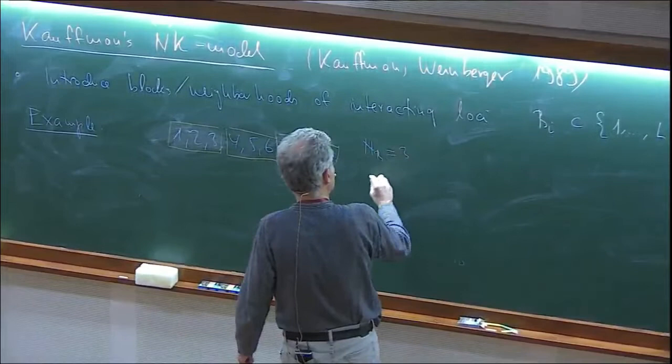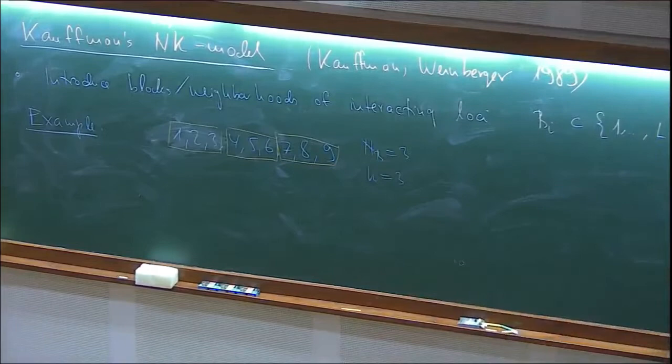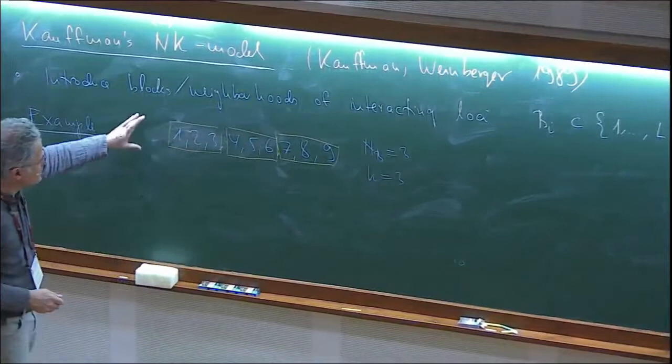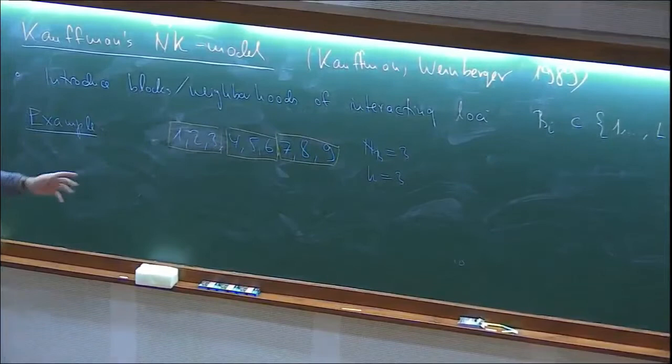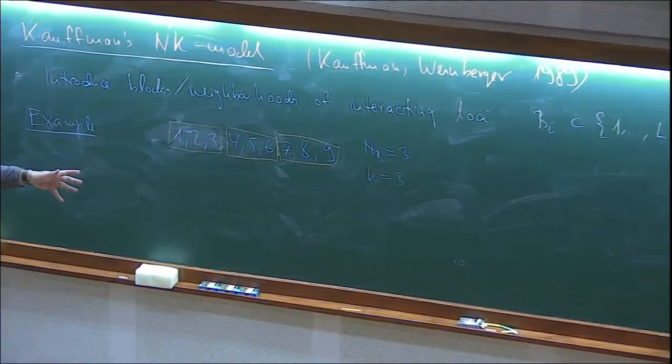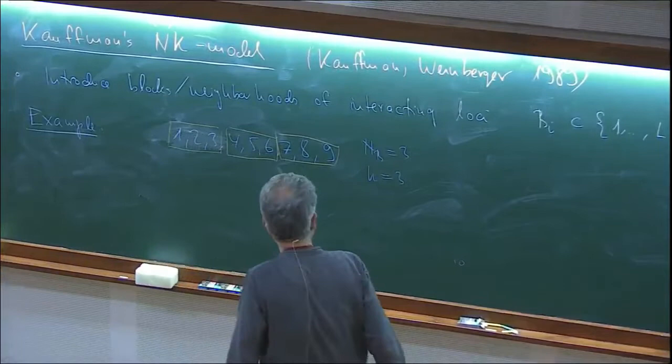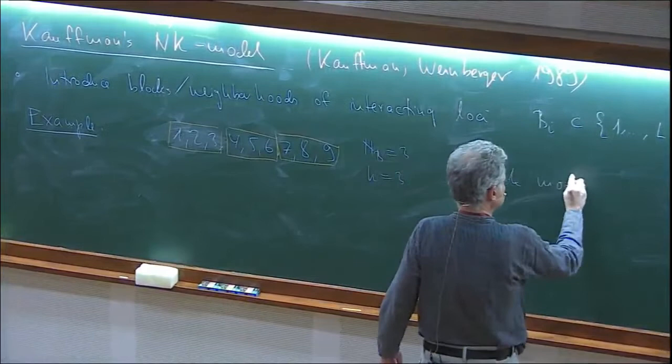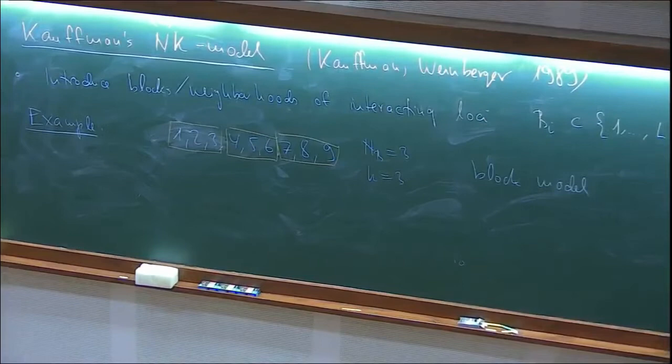Now what you can see here is, okay, I haven't actually told you how the fitness is constructed, but this is a situation where the blocks are non-overlapping, and it will turn out that this is a version of the model that looks a bit trivial, but in fact is not that different from more non-trivial models. And this is called the block model, or the block neighborhood. And this is also discussed further in problem 5. I'll get back to that.